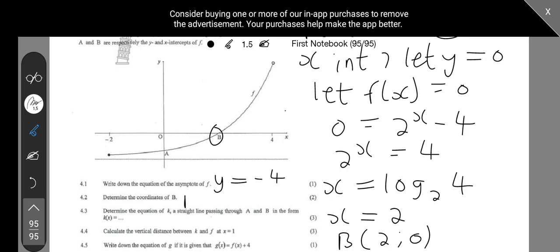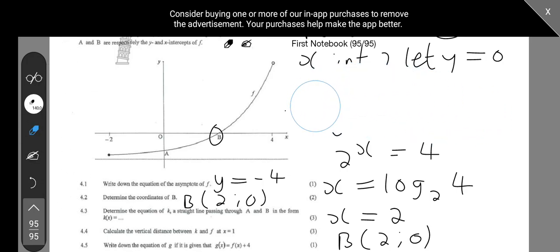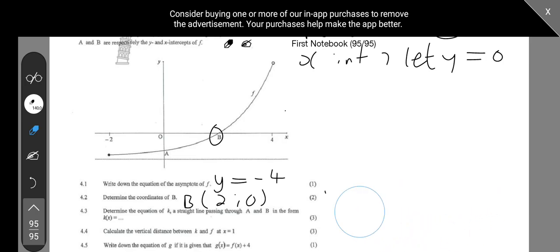Make sure you answer the question. Don't just write 2. They want the coordinates. So it's (2; 0), and that is our answer. And we're going to erase here. I hope it's clear to everyone.